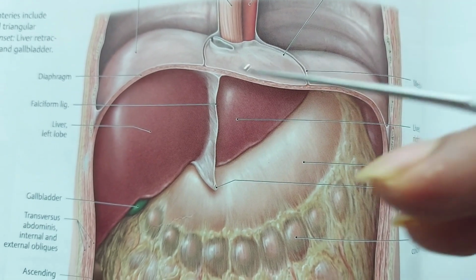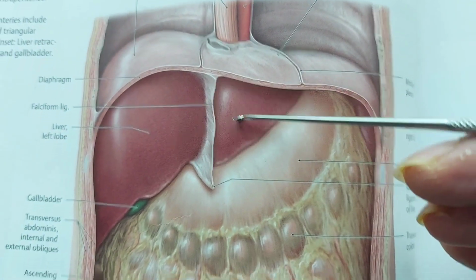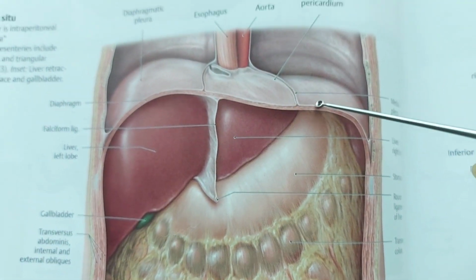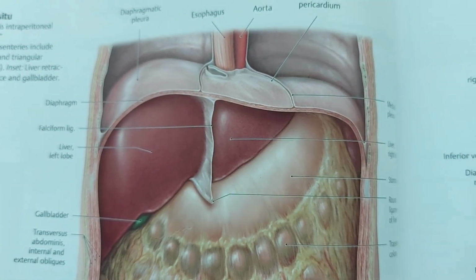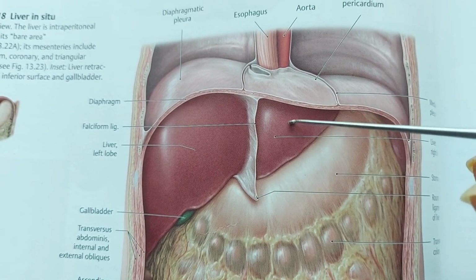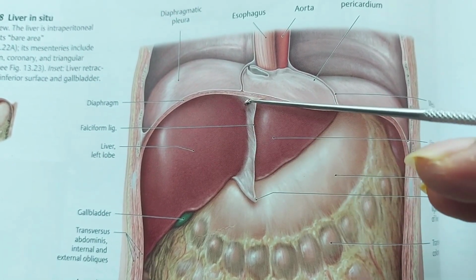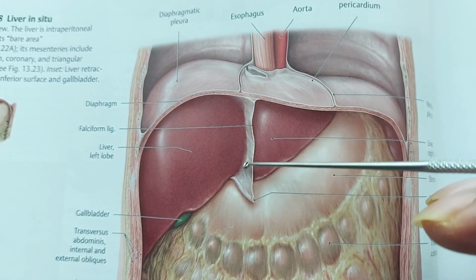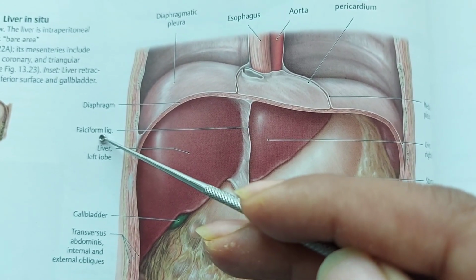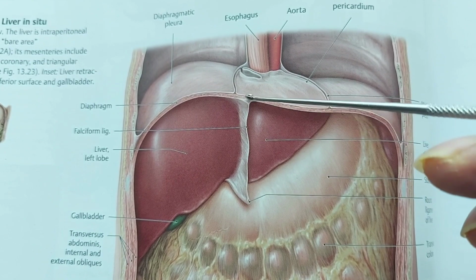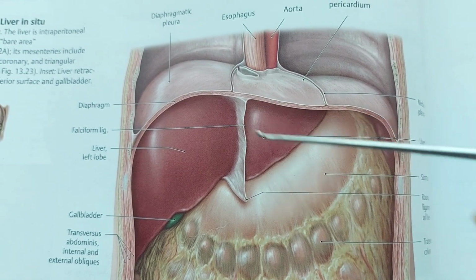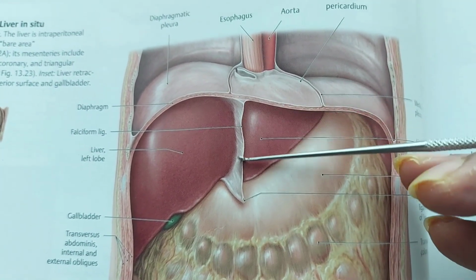This is the liver, here is the stomach, and this is the diaphragm. The liver has two lobes. This is the left lobe, and this is the right lobe. In between these two lobes there is a ligament. This is known as the falciform ligament, and it is a large ligament. It is attached here to the diaphragm, and on this side it is attached to the anterior abdominal wall that is cut here.